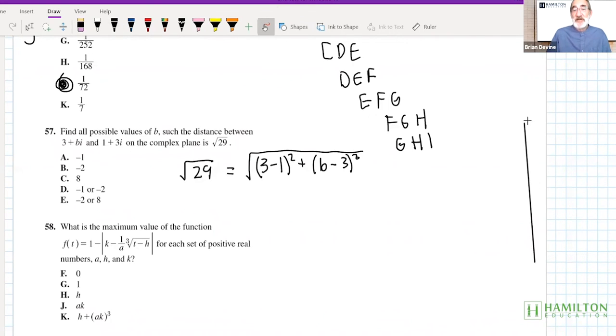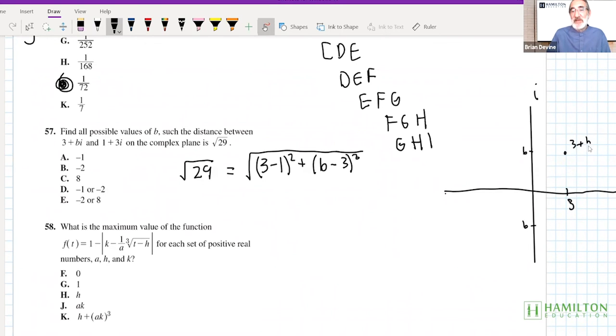If I consider the complex plane, where this is the coefficient of the imaginary part, and this is the coefficient of the real part of any complex number. And if b is positive or negative, well, I'm going to go to 3, and I'm either going to be b here or I'm going to be b here. And so this could be the point 3 plus bi if b is positive, and this would be 3 plus bi if b was negative.